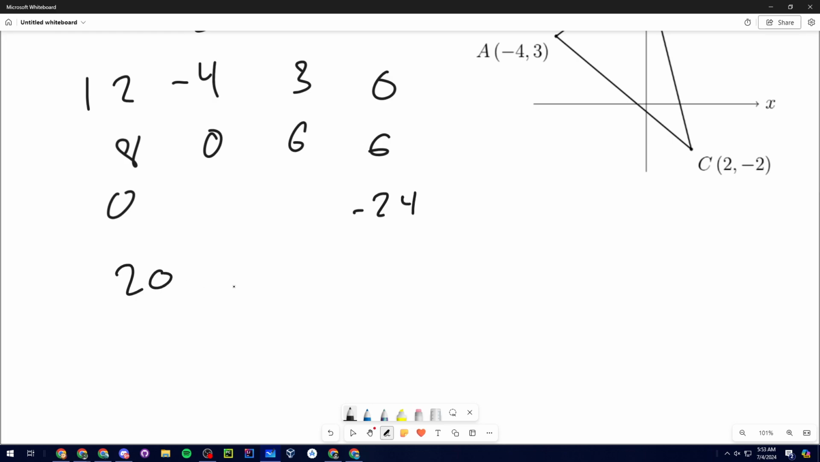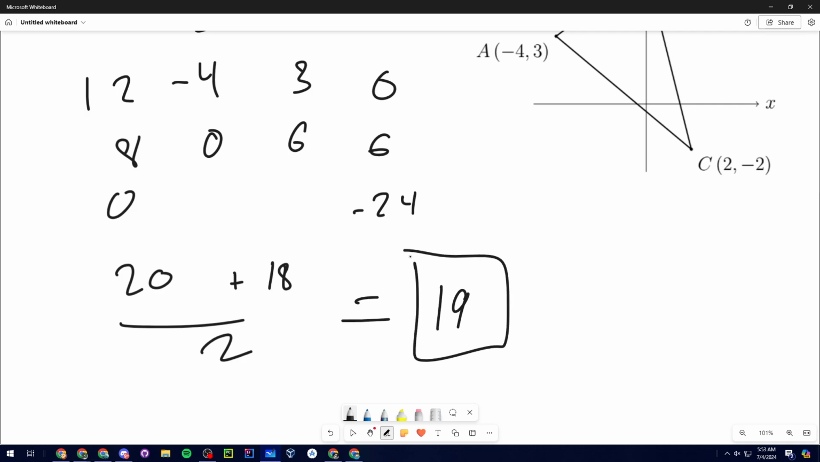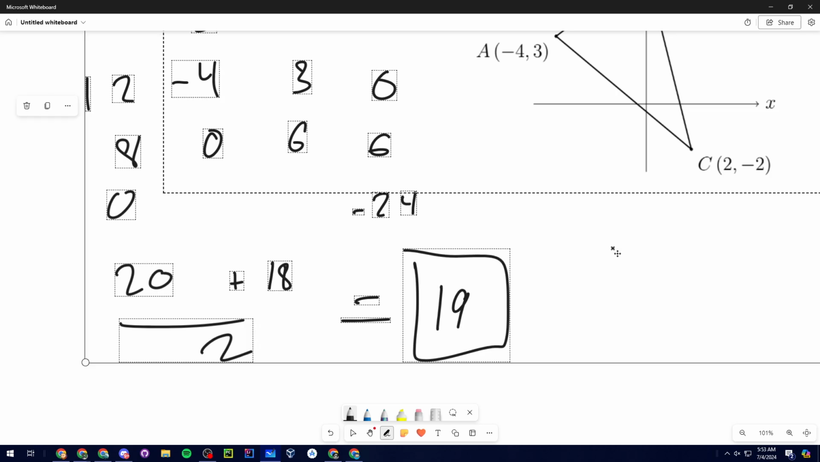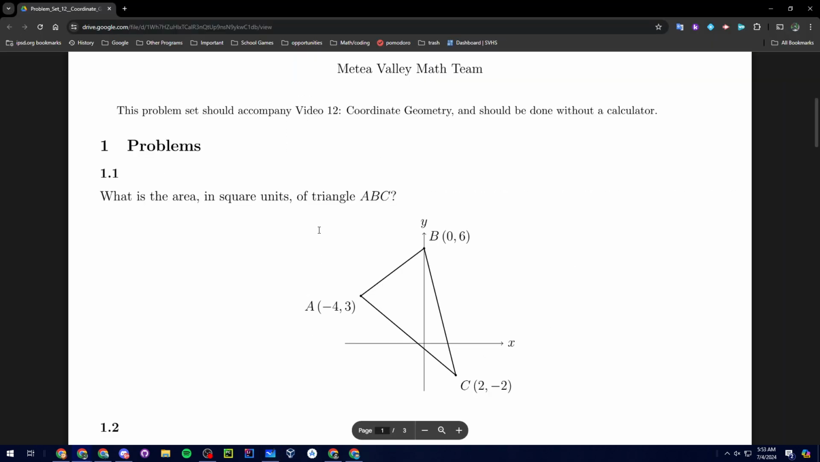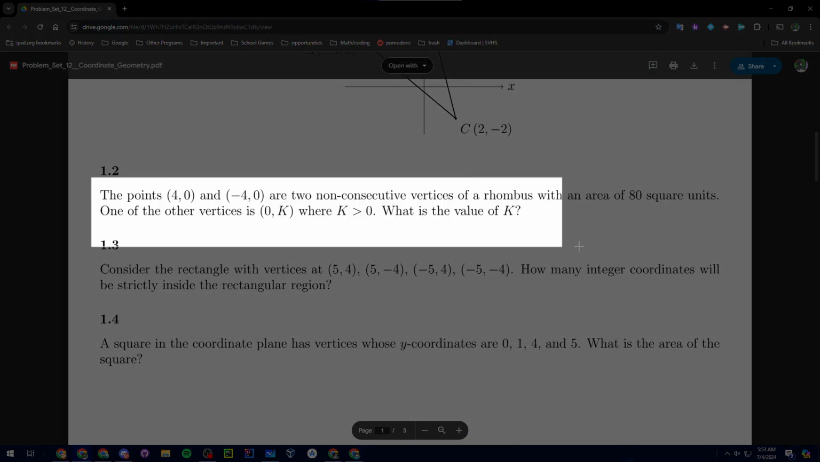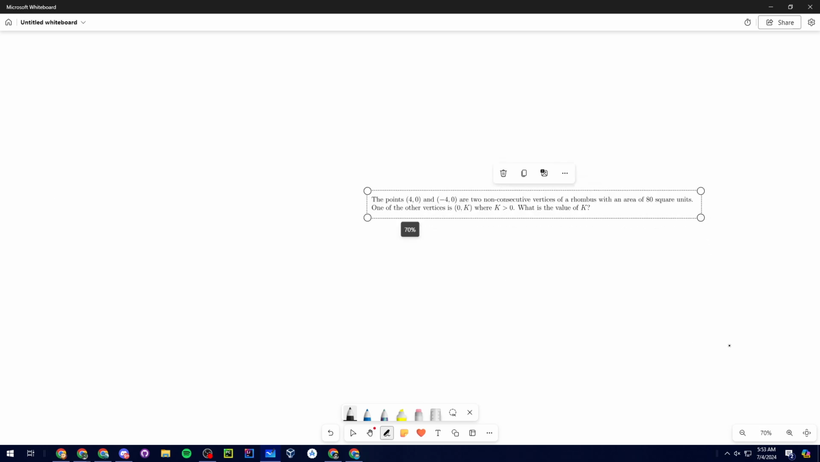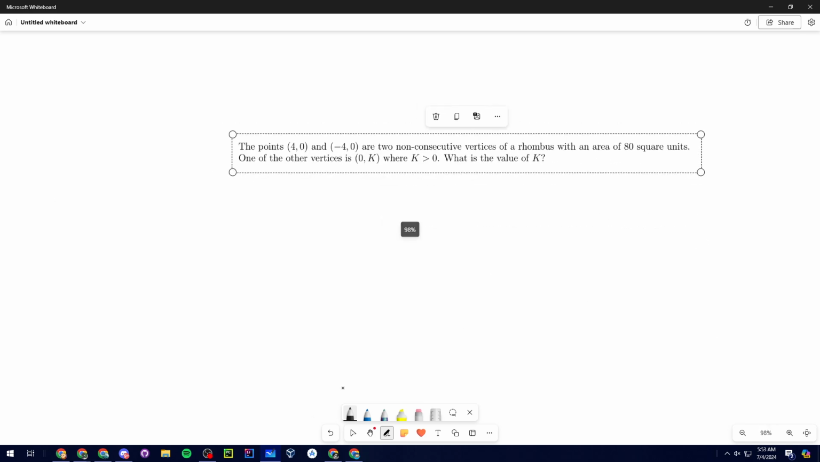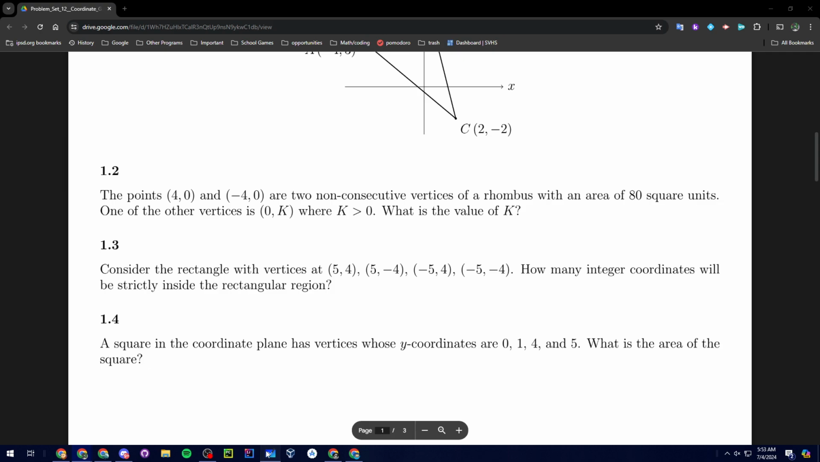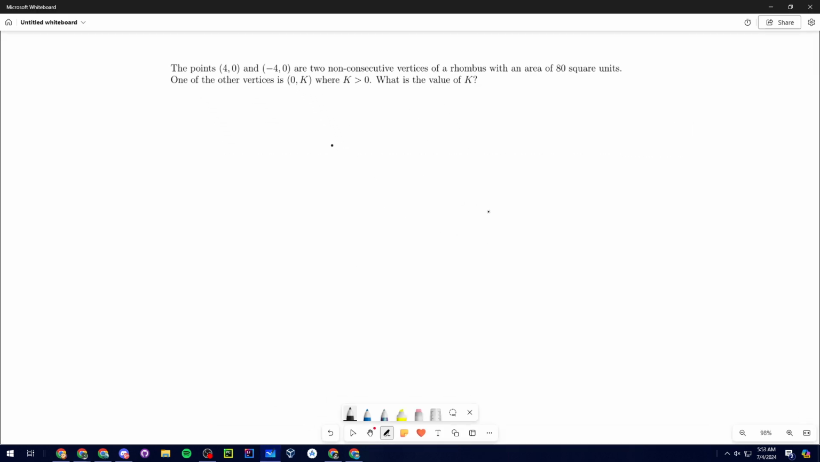So what is 20 minus negative? So I'm new plus 18 over 2. That just gives me 19 is the answer. So yeah, pretty self-explanatory. Just if you know how to apply the definition, you're chill. All right, next problem. Well, did I skip a problem? No, I didn't. Okay.